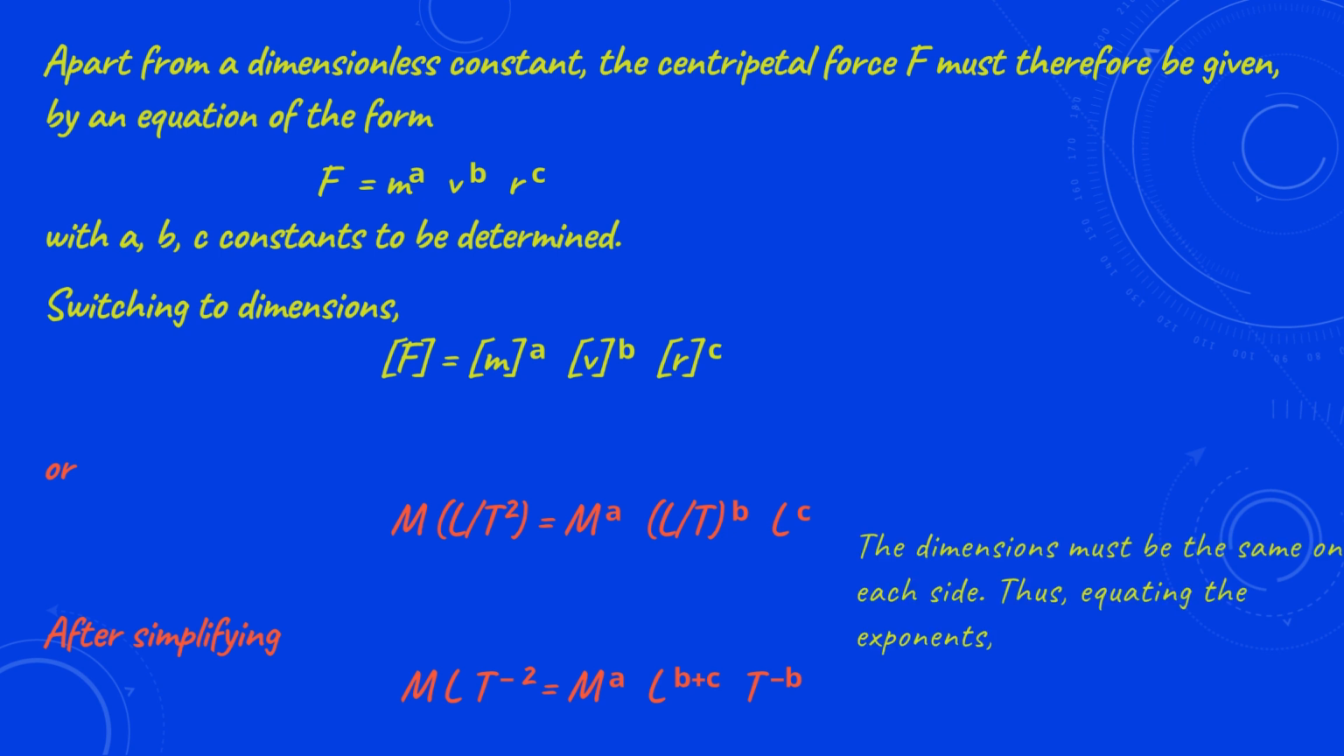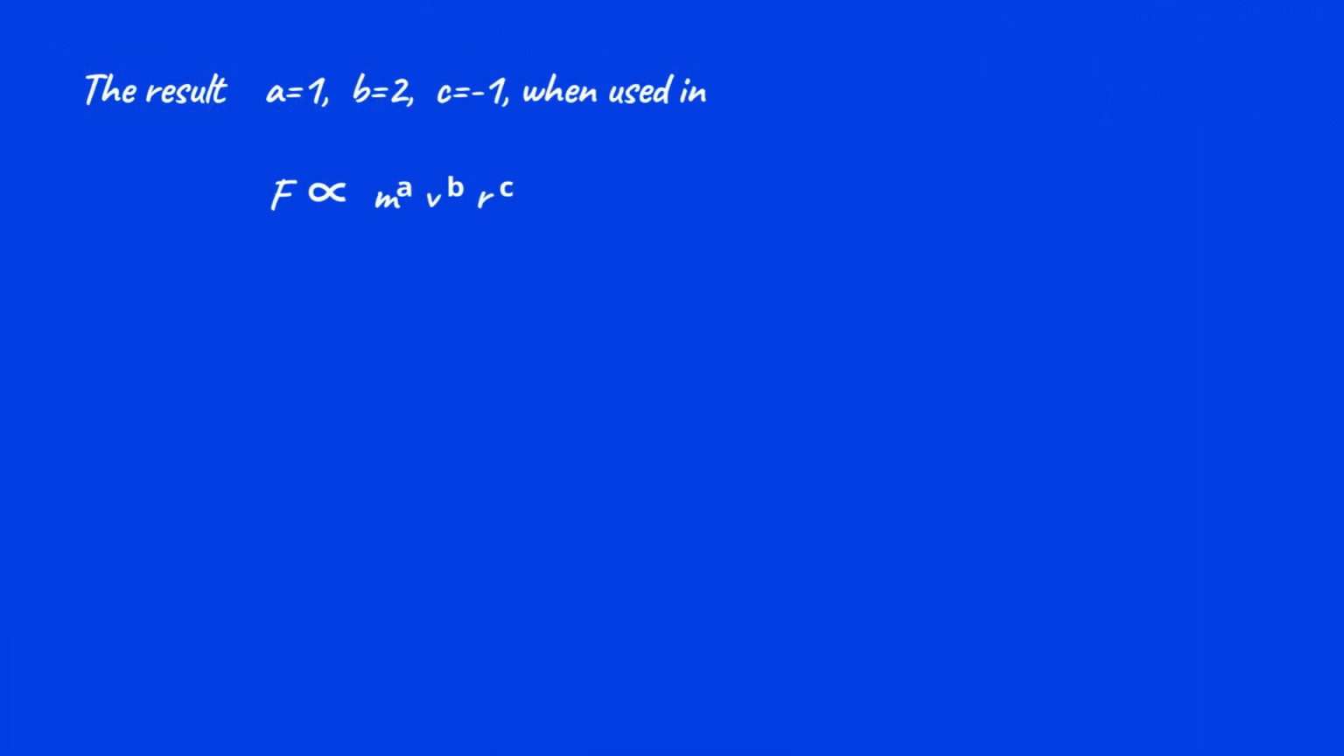The fundamental dimensions must be the same on each side. Therefore, equating the exponents, we find the values of the constants a, b, and c. More precisely, a equals 1, b equals 2, and c equals minus 1. When these values are used in the original equation, we recover the well-known equation for the centripetal force F equals m times v squared over r.